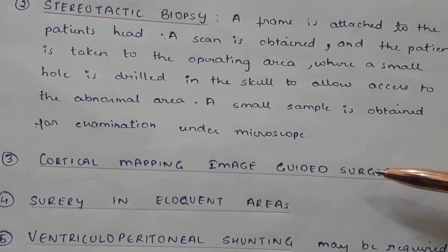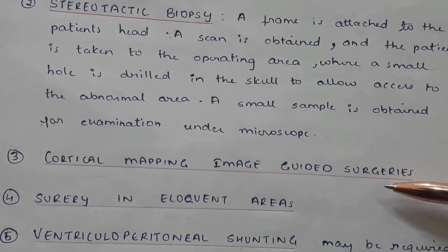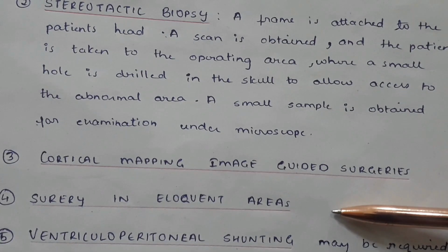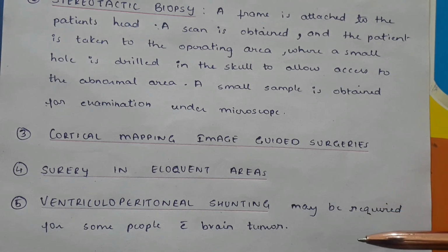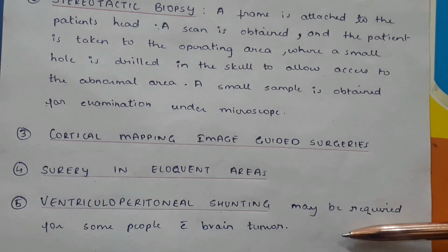The third one is cortical mapping, image guided surgery. Fourth one, surgery in eloquent areas. Fifth one, ventriculoperitoneal shunting may be required for some people with brain tumor.